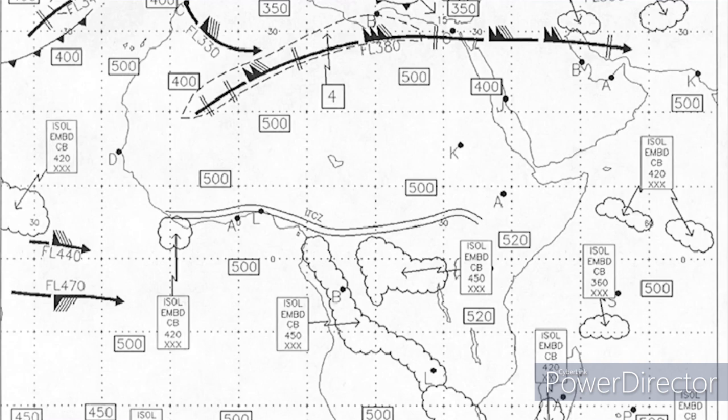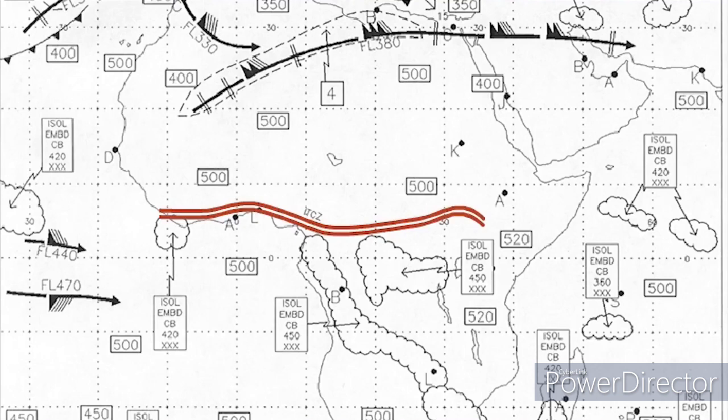The Intertropical Convergence Zone, or ITCZ, is always displayed on SIG weather charts which cover the region of sub-Saharan Africa. The ITCZ is clearly identifiable by way of two parallel lines and the letters ITCZ.